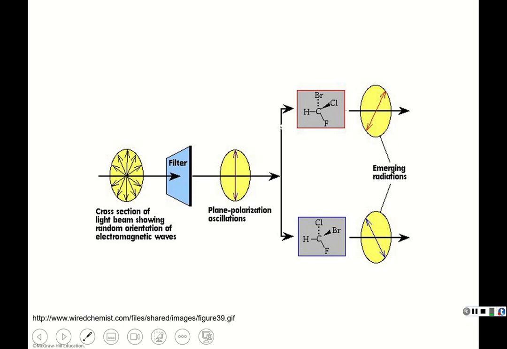Right, so in this case, that's what we're showing here. We have unpolarized light going through a filter which polarizes it. If you pass it through each of these different enantiomers, you're going to get a different rotation of that light based on which enantiomer you choose.